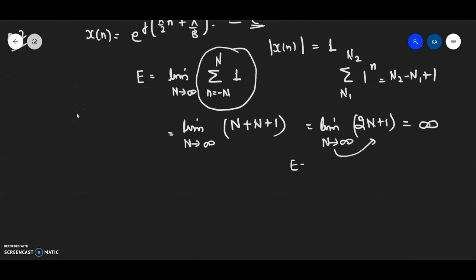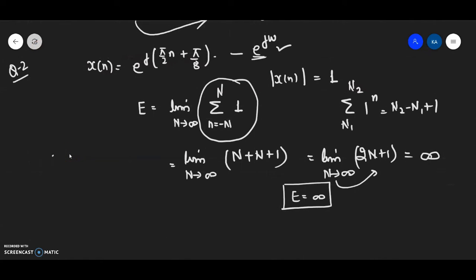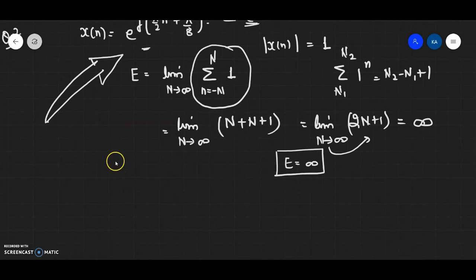Since the energy is infinite, I am sure that it will be a power signal. Fine. There is another approach to solve these kinds of questions as well. What you can do is directly check whether the signal is a periodic signal or an aperiodic signal. We know e to the power j omega is a periodic signal, and since it is a periodic signal, we are sure that it will be a power signal only. It cannot be an energy signal. Fine. So this is another method of doing this.